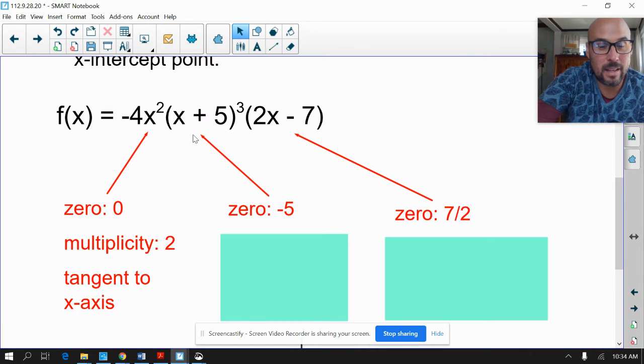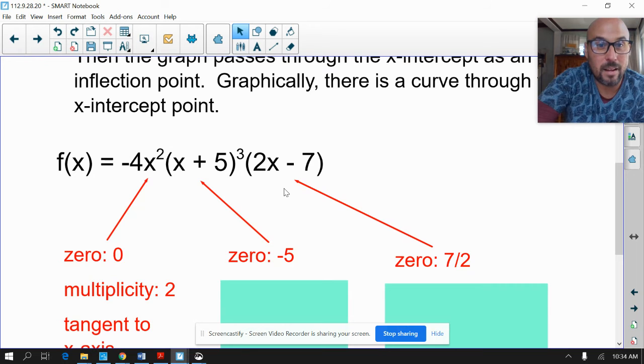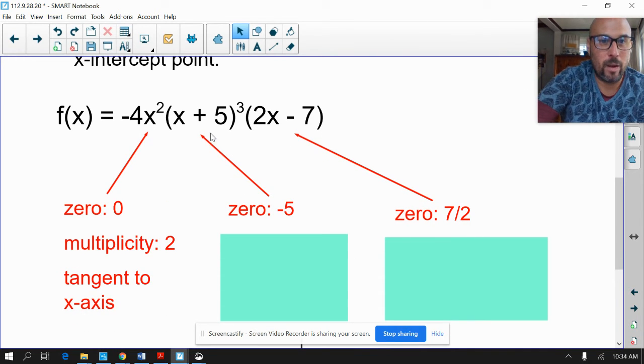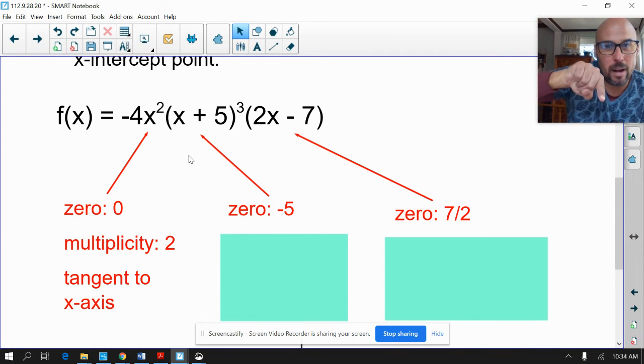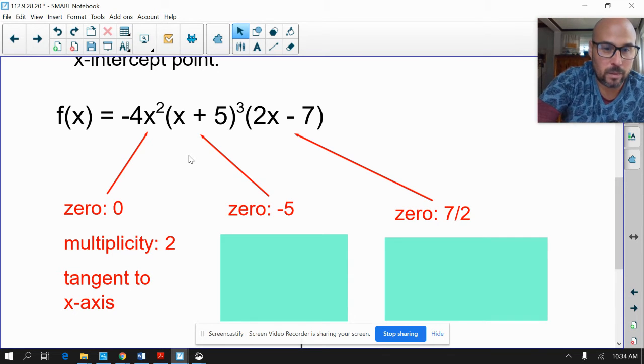Here, this zero is negative 5, and it occurs 3 times, because I can expand this as x plus 5 times x plus 5 times x plus 5. So there are 3 negative 5s. Well, that's an odd number. And if the multiplicity is an odd number, 3 or greater, then it passes through, but it flattens out at that point. So when x is negative 5, the graph would pass through at negative 5, but as it approached negative 5, it would flatten out a little bit. It would be an inflection point is what they say.